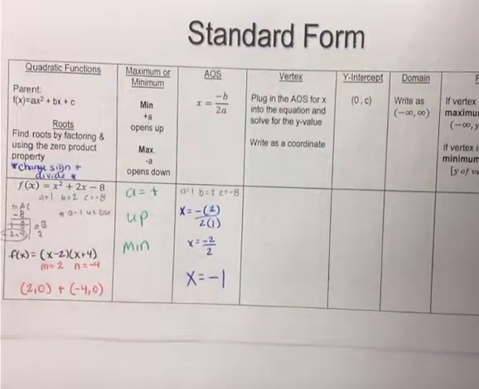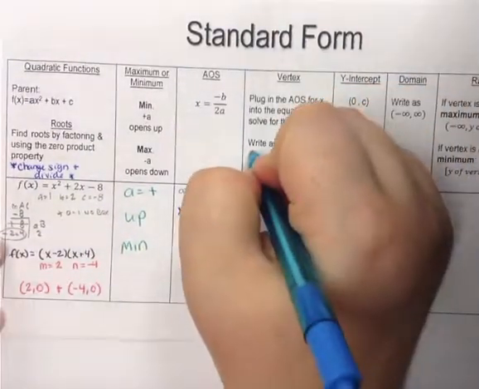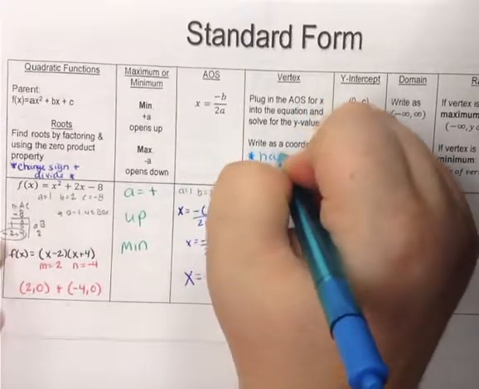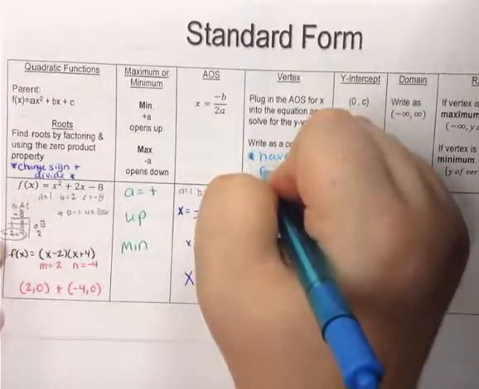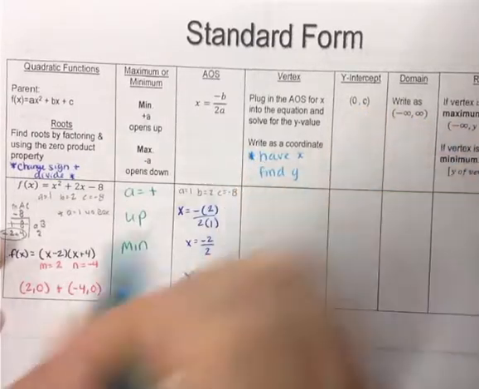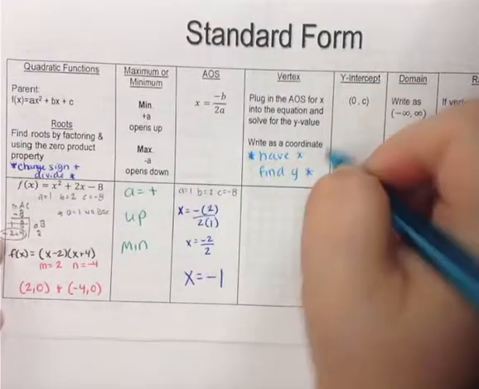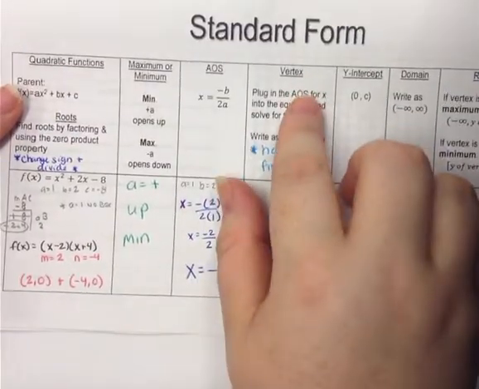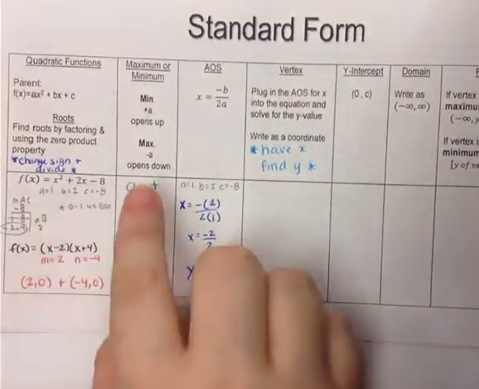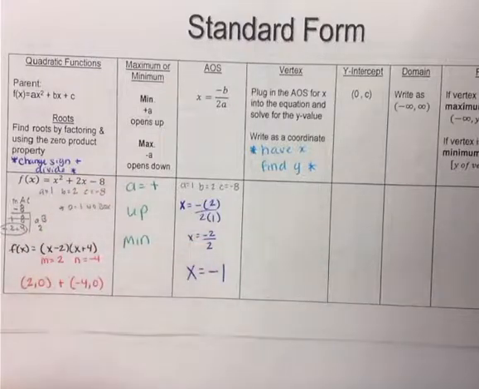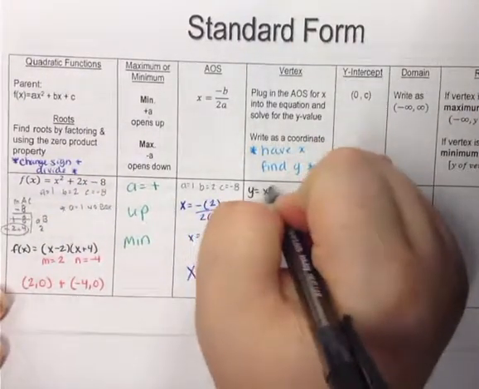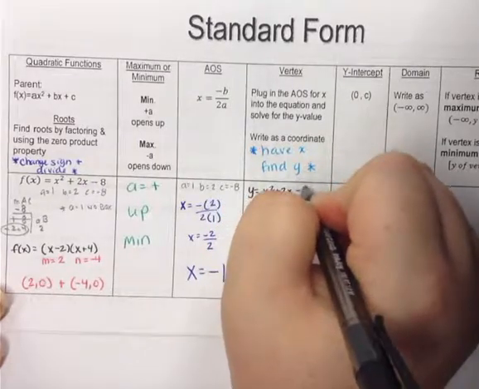Now that we have our axis of symmetry, we can find the rest of our vertex. This is the same way we did it earlier. We have x. Now that we have our x, we need to find our y. The x of our vertex was the axis of symmetry, so we're going to plug in the axis of symmetry for our x into the original equation. We always plug it back into the original. So we have y equals x squared plus 2x minus 8.